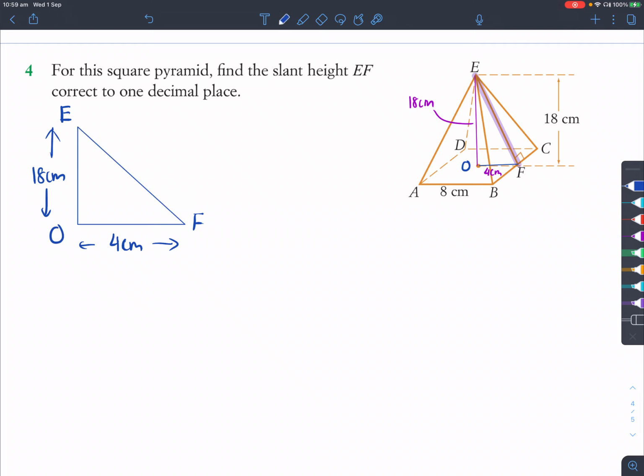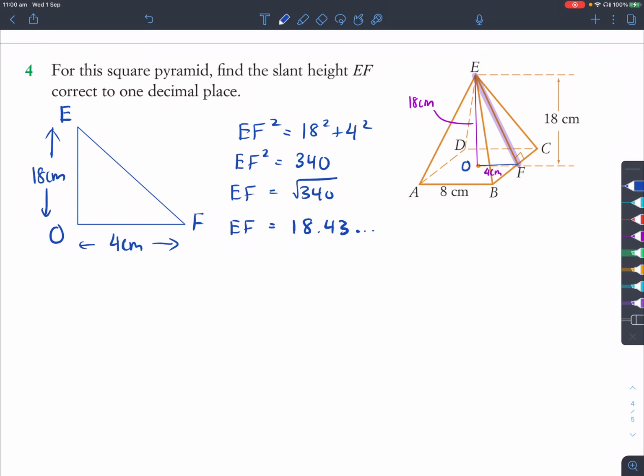So if we find EF, we're going to square that first, equal to the sum of the squares of the other two sides. So 18 squared plus 4 squared on the calculator does give us 340. And then we're going to take the square root of this side, becoming EF, and the square root of this side, which becomes the square root of 340. So the square root of 340 is 18.43, and so forth, the 3 dots at the end. So if I round that to 1 decimal place, that's 18.4 centimeters.